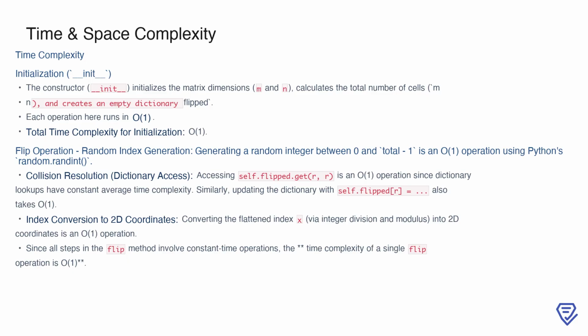Next, the flip operation involves 3 key steps: generating a random index, resolving collisions using the dictionary, and converting the flattened index to 2D coordinates. Generating the random index is an O(1) operation, as Python's random.randint is highly efficient. Accessing and updating the dictionary, which handles collisions, also operates in constant time on average due to the nature of hash-based lookups. Finally, converting the index into 2D coordinates involves basic arithmetic operations, which are also O(1). Combining these steps, each flip operation runs in constant time, O(1).